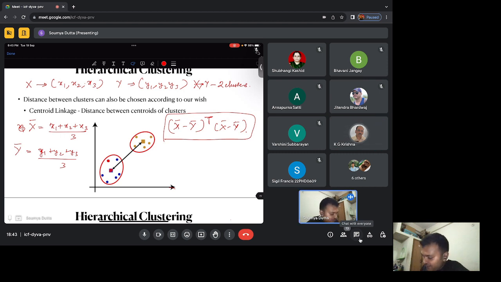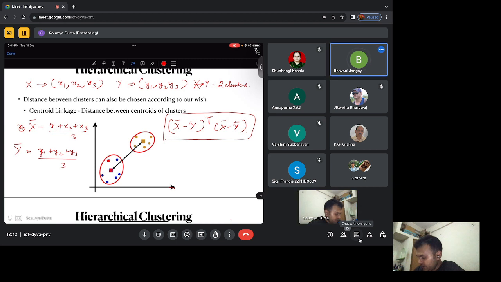The other way is you calculate, for every point, the distance from all the points in the other cluster, and you add them up, and then you average them over the total number of points across clusters. The question is, does it come to the same thing? No, they won't come to the same thing. You can check yourself, with a simple example it won't come to the same thing.